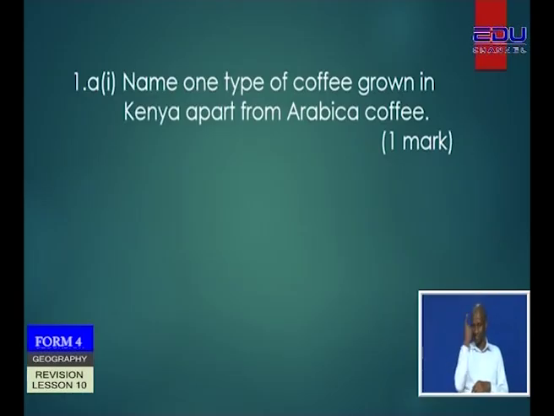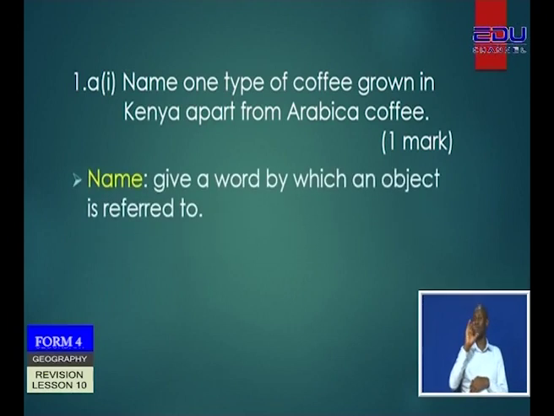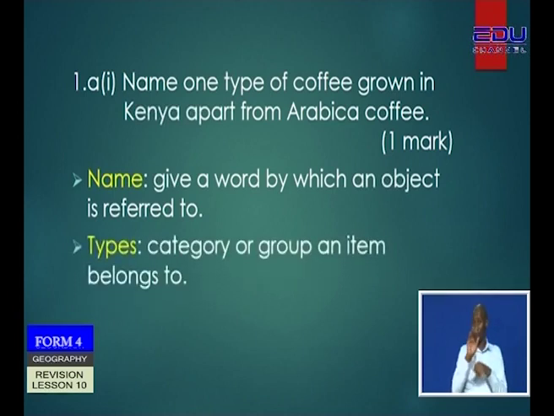Now let us go to how you are meant to answer the questions. First, we have to look at the question, understand it, and then we give the answer. Now the first question is name one type of coffee grown in Kenya apart from Arabica coffee. Now to name is simply to give a word by which an object is referred to. So you don't need to have many details. You just give a word by which an object is referred to, and in this case we are talking about any other type of coffee apart from Arabica coffee.